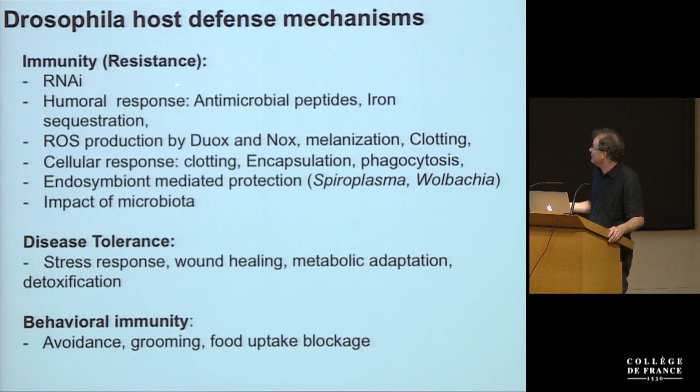So usually we define host defense mechanisms broadly in 3 dimensions: immunity, which is involved in eliminating the pathogens, and I will go through all those mechanisms briefly. Disease tolerance, which was discussed by Miguel, comprises mechanisms that do not target the pathogen but allow resistance to infections: stress response, wound healing, metabolic adaptation, detoxification. And then I will sometimes mention behavioral immunity, which are mechanisms that allow, for instance, insects but also humans to avoid being infected or to clean, like removing the spores or stopping eating when you get infections.